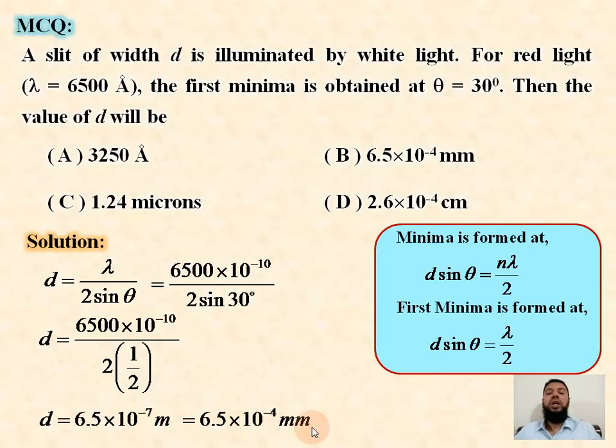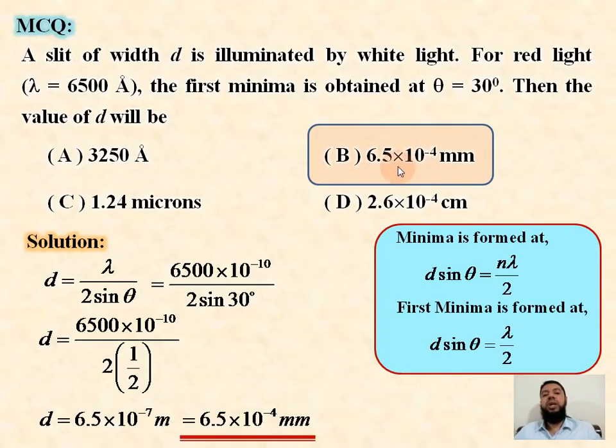into 10 power minus 4 millimeter. Hence the correct option is option B, 6.5 into 10 power minus 4 millimeter.